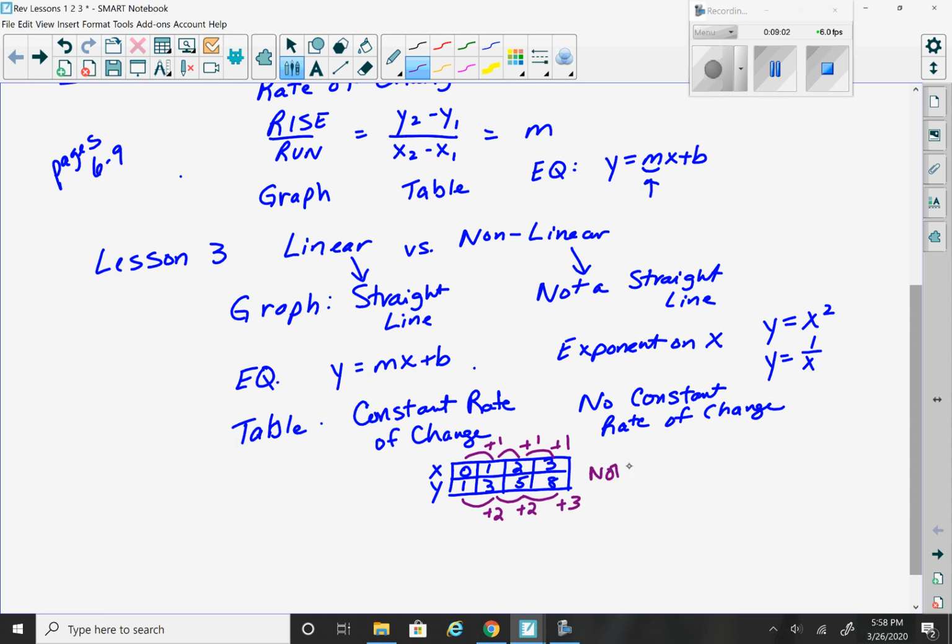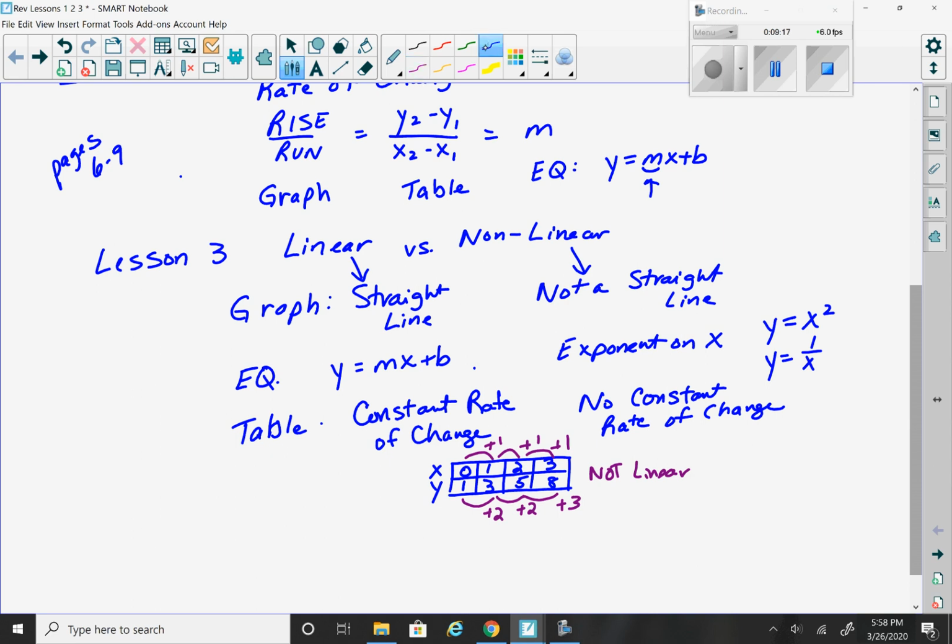So this one is not linear because I don't have that constant rate of change in the table. So you're looking for that constant rate of change. So that's a quick review of lessons 1, 2, and 3, less than 10 minutes.